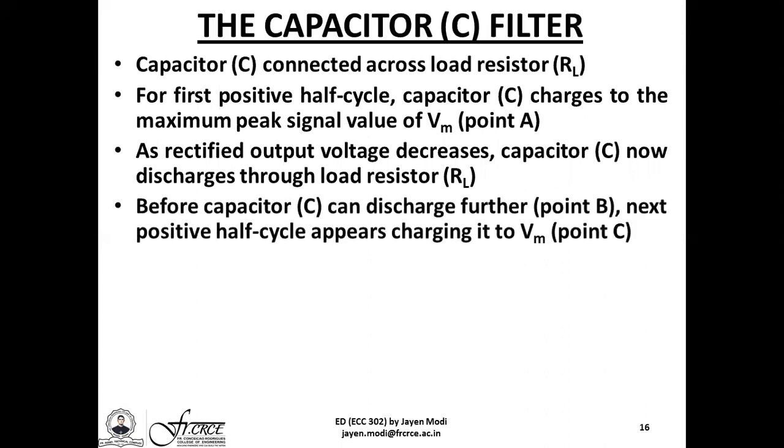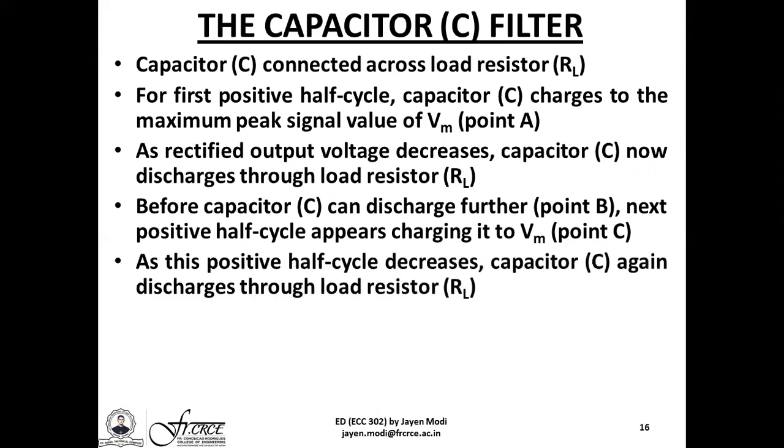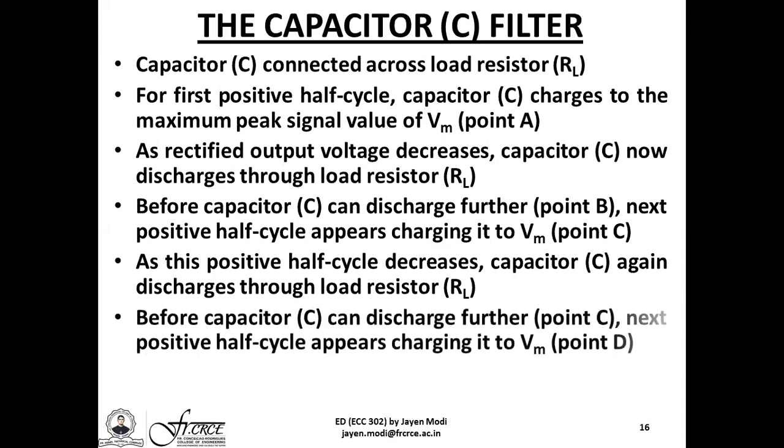Before capacitor C can discharge further at point B, the next positive half cycle soon appears, charging it to the peak value Vm given by point C. However, as this positive half cycle decreases, the capacitor C again discharges to the load RL. The slope of its discharge depends upon the numerical value of the load RL. Before the capacitor C can discharge further at point C, the next positive half cycle appears once again, charging it to the peak signal amplitude Vm at point D.